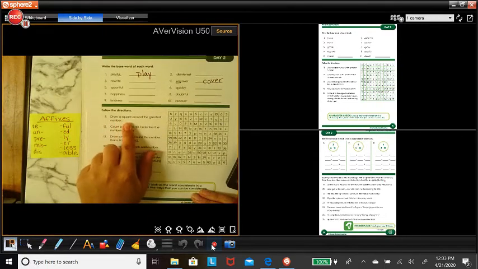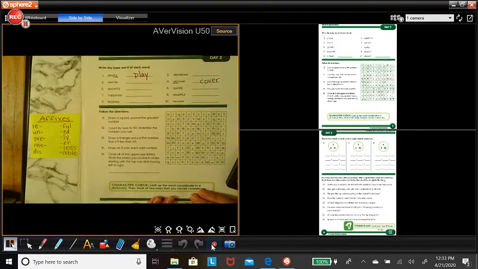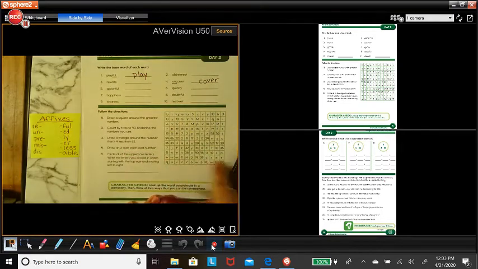Let's look at number 11. Draw a square around the greatest number. So you have to go to this table, this chart, and find the greatest number. That means the one that is the most. I'm going to look at it. So go ahead and pause the video. Look for the greatest number and then come back and check your answer. It looks like 98 was the greatest number, so I put a square around it.